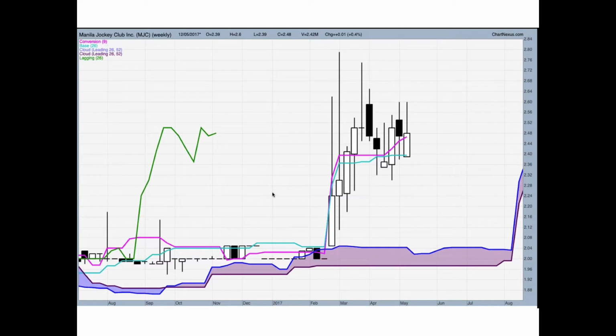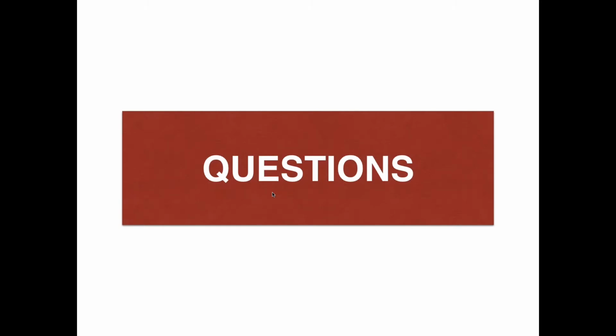MJC is also consolidating above the Kumo. The Tenkan-sen is above the Kijun-sen. The price is above the Tenkan and the Kijun-sen. And there's no resistance above the Chikou span. If the Chikou span is able to break above its previous high, then we will see new highs for MJC.